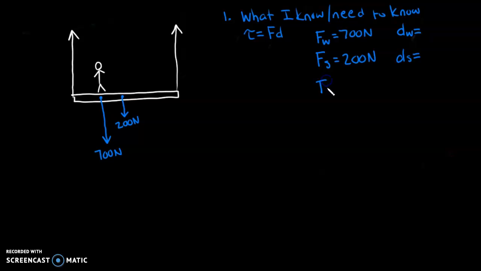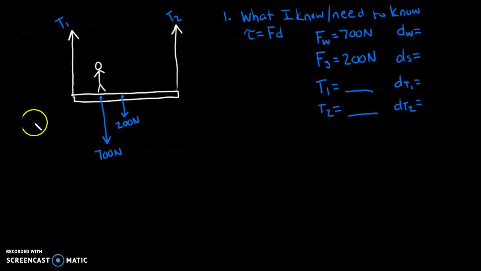Okay, then we have two tensions, tension 1 and tension 2, and I don't know either of those. That is what I'm trying to solve for. Those are our forces we're trying to solve for, T1 and T2. And they will also have some distance that I'm going to solve for. So there's step 1. I wrote down what I know and what I don't know.